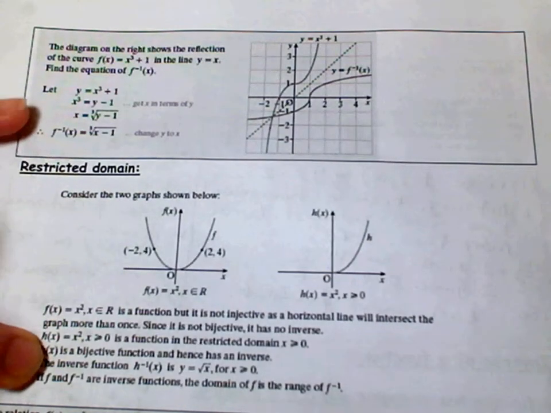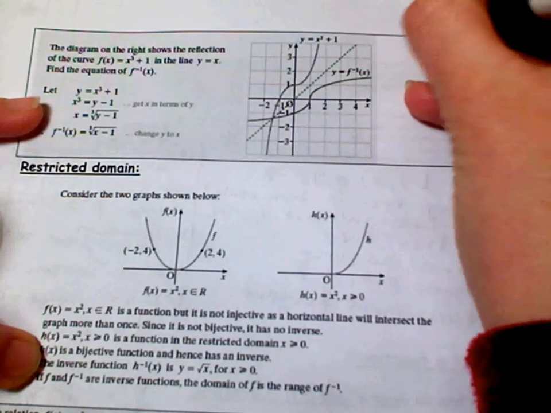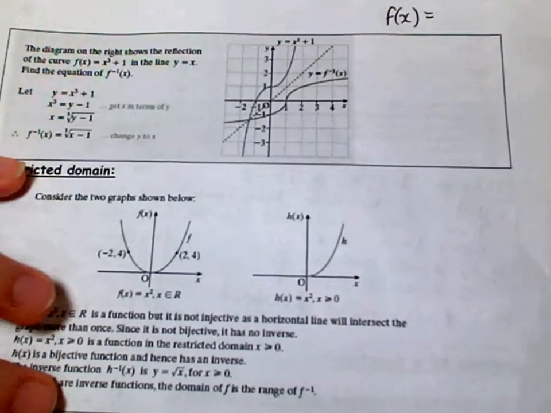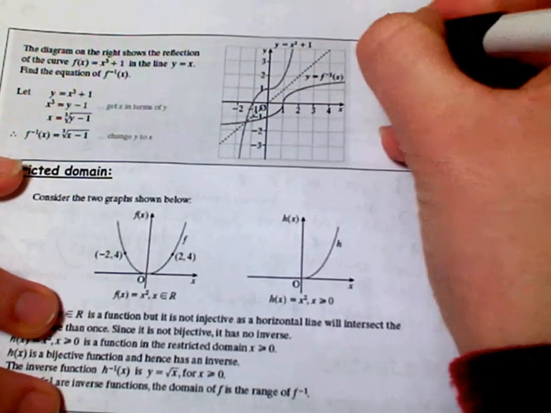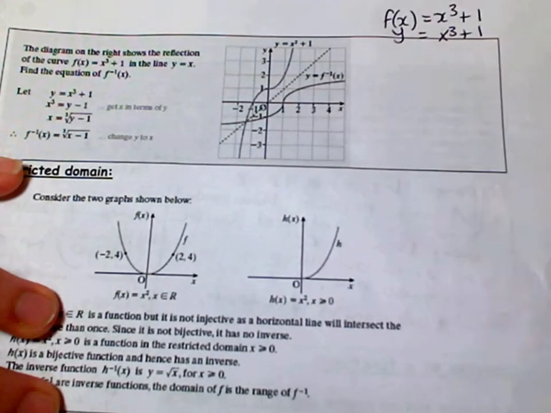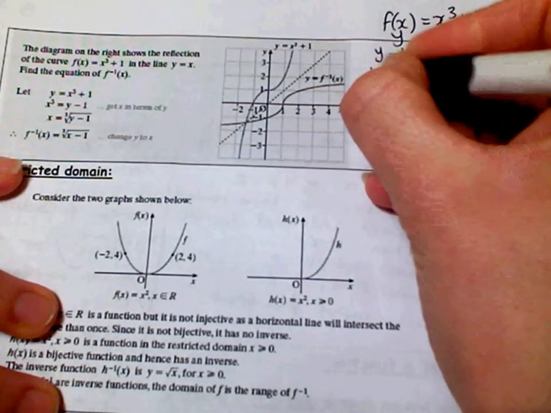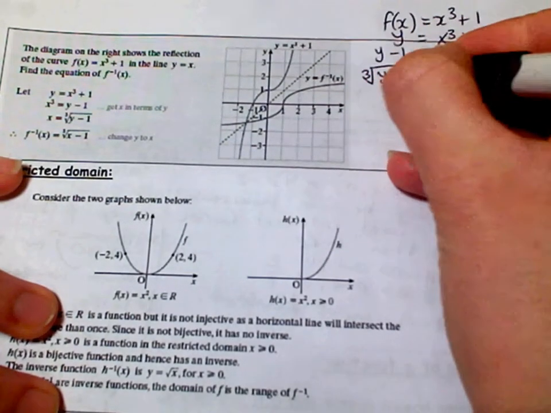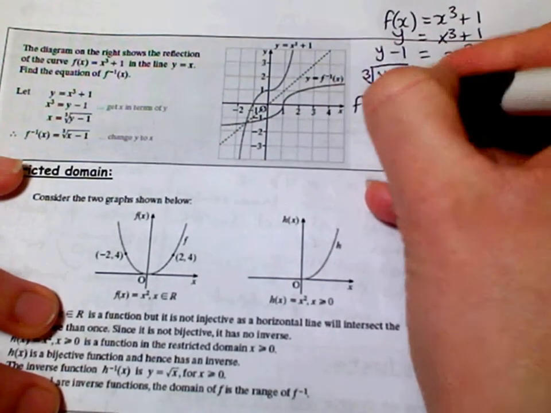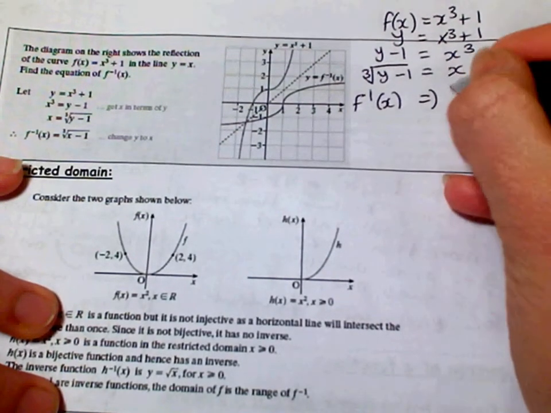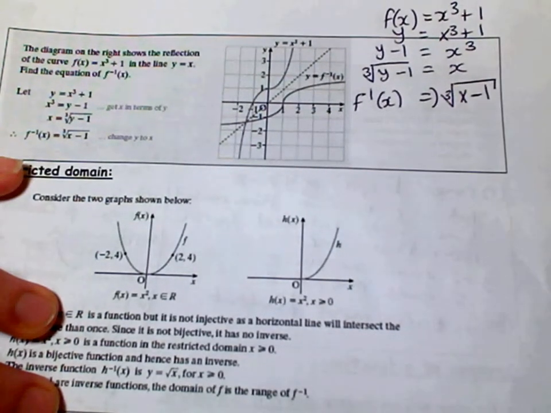Okay, so very simply for this, we take our f of x equal to x cubed plus 1, so y equals x cubed plus 1, y minus 1 is equal to x cubed, x is equal to the cube root of (y - 1), and we're looking for f dash of x, so that's going to be the cube root of, instead of y, replace it with x, minus 1.